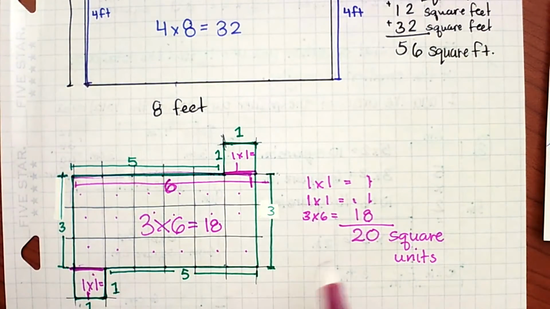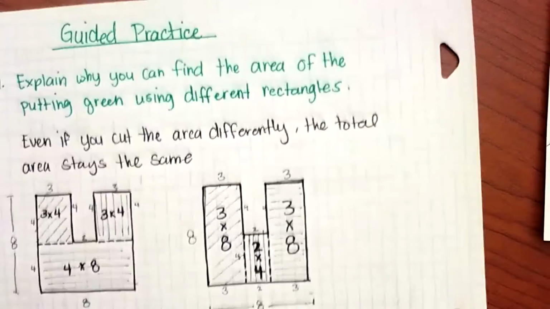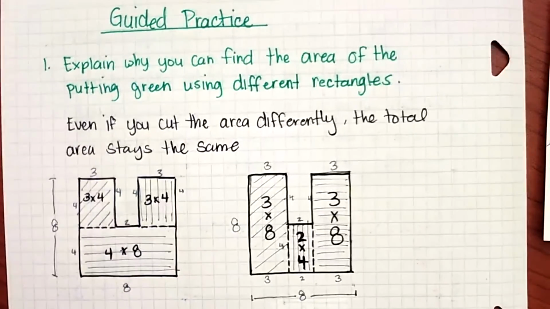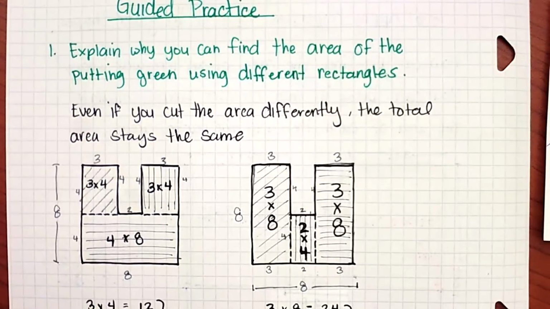So you have to make sure you're paying attention to all of the units and where they're telling you the length of those units are. Okay, so let's jump into our guided practice. Explain why you can find the area of the putting green using different rectangles.